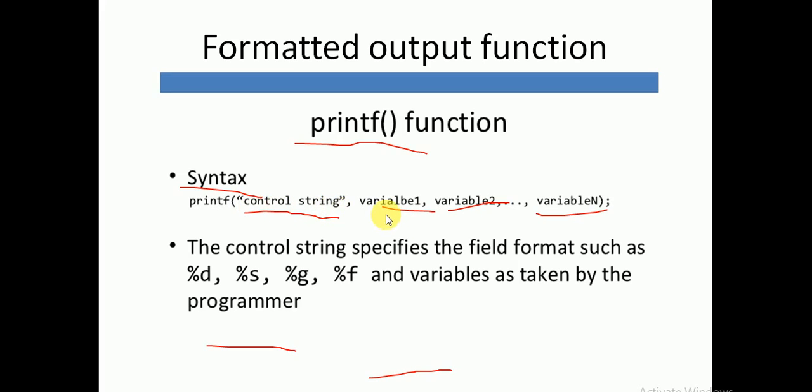For example, consider all three are of integer type, then what will we do? Only three times %d we should write as control strings. However many variables there are, that many control strings we should specify in the printf statement.